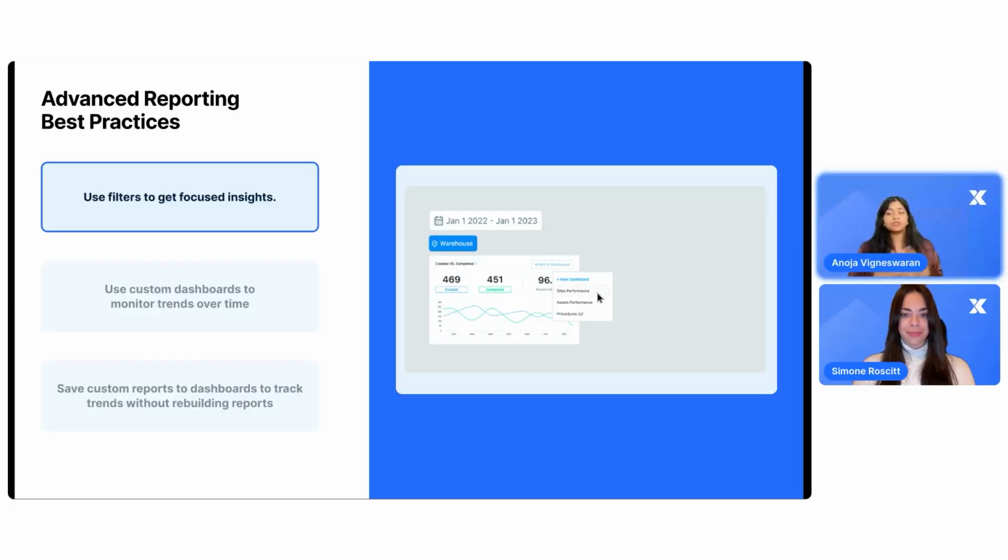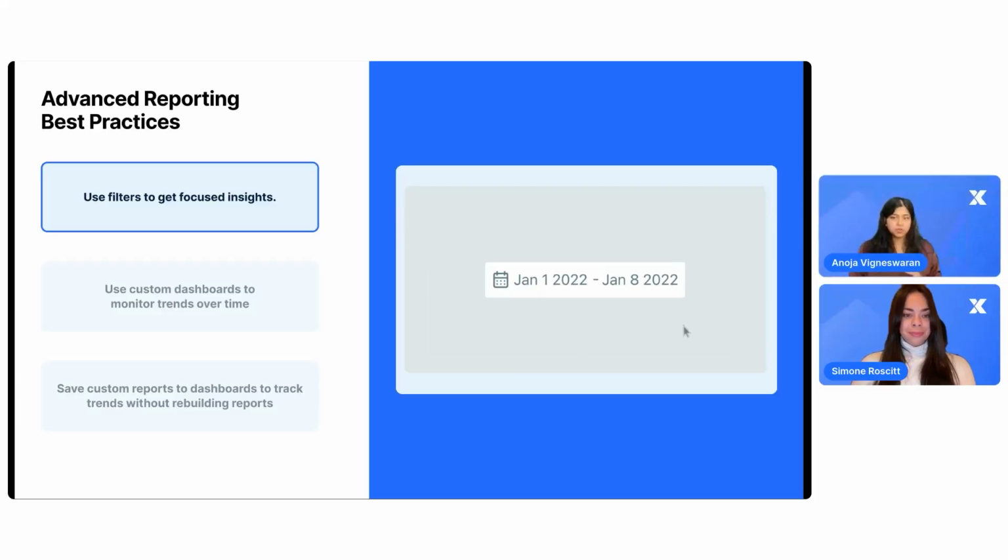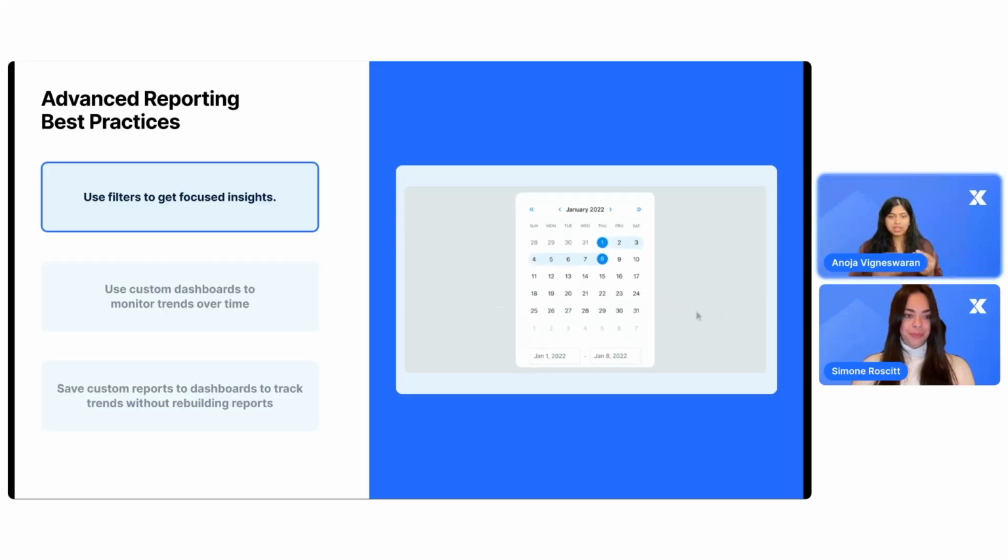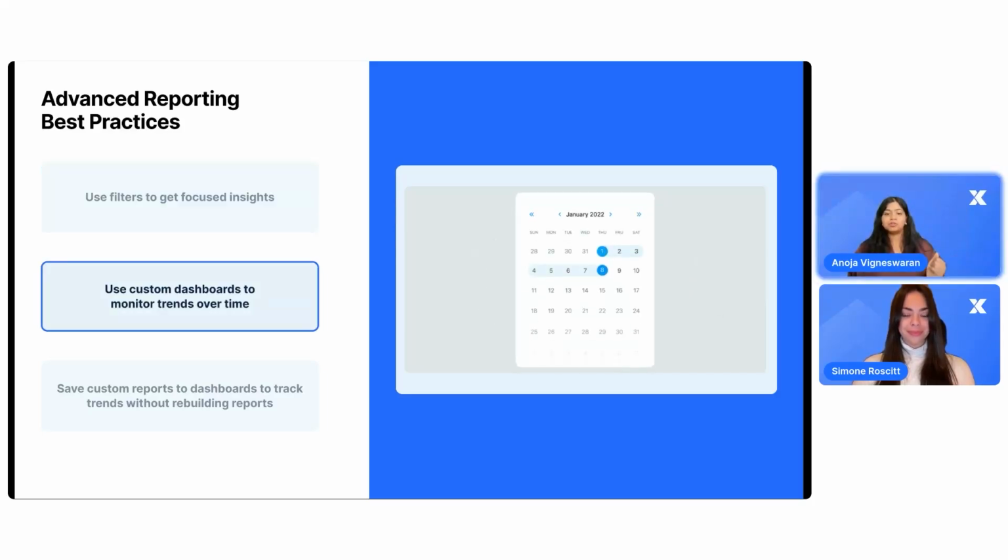And also segment your data by one variable at a time. So just choose asset, or just choose location, or just choose team, so that you can avoid drawing any wrong conclusions.